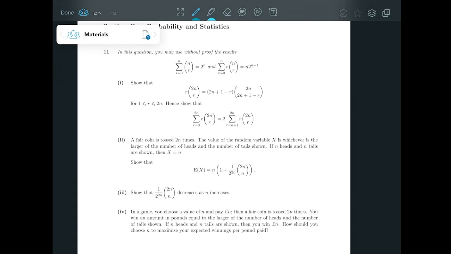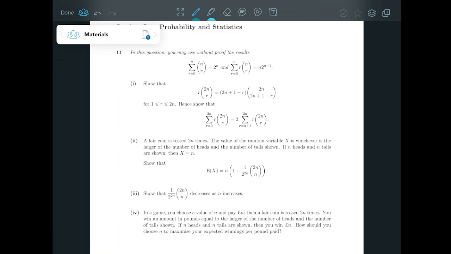For me, I like the stats questions quite a bit. So let's see if these are ones which fit well with me. We have a couple of summations which we're allowed to use. We're trying to show some condition. That is probably just using the definitions of the nCr. Hence, show that, well, that might use what's already above. It looks like this summation just fits in here within the limits change. So I think that's fine.